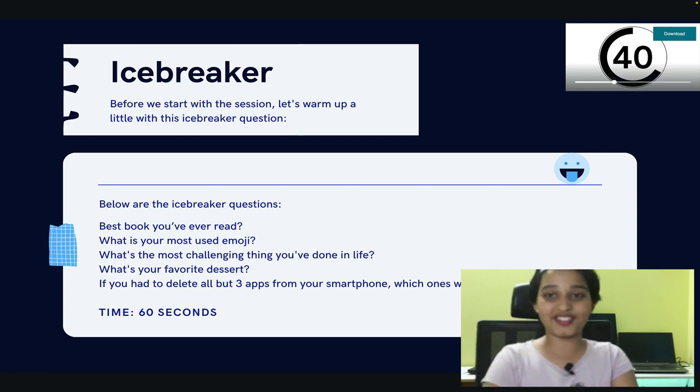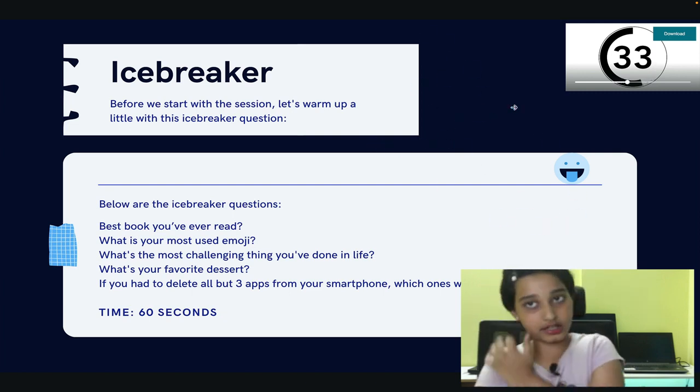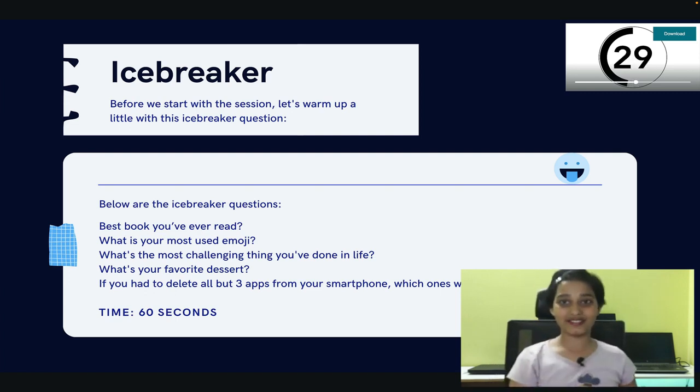What is the most used emoji? I put it right here. Another emoji that I like is the smiling one. The normal smiling one. That is also nice.